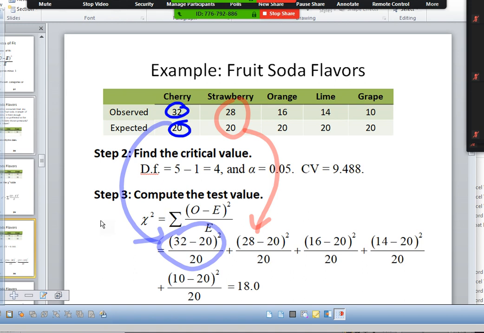One other thing. Yes, go ahead. Exactly. It's the number of categories, because we only have one type of category. We only have fruit flavors. That's it. We'll see something a little bit different next class. But yes, it's number of categories minus 1, because we only have one thing, fruit flavors. So fruit flavors minus 1.